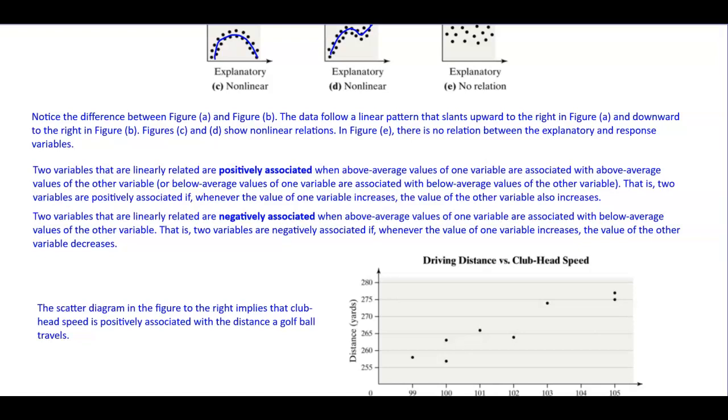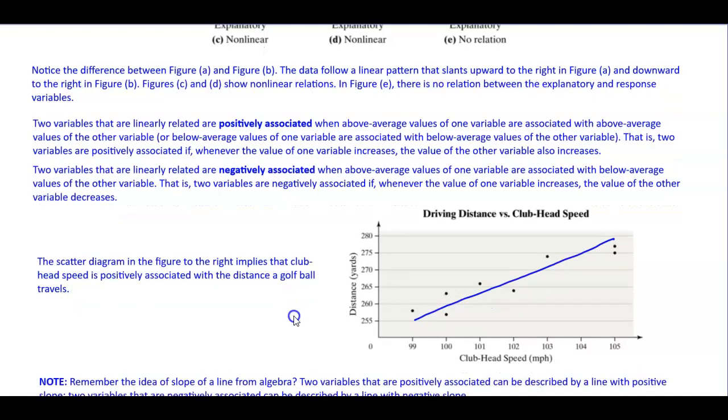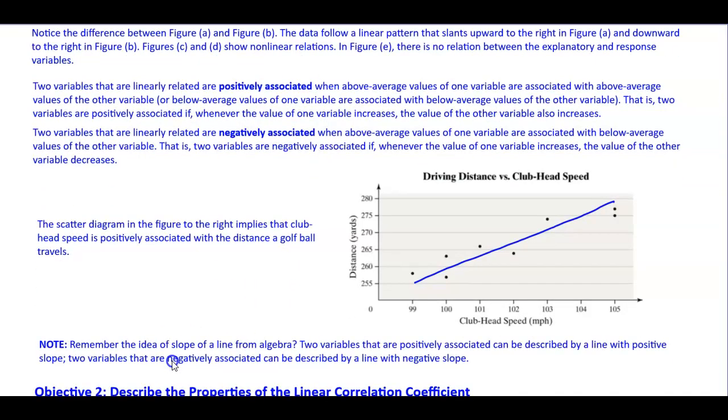So if we take a look at this scatter diagram that we put together over here to the right, this scatter diagram implies that the club head speed is positively associated with the distance a golf ball travels because it approximates a positively linear situation. And now, remember the idea of slope of a line from algebra: two variables that are positively associated can be described by a line with positive slope. Two variables that are negatively associated can be described by a line with negative slope.